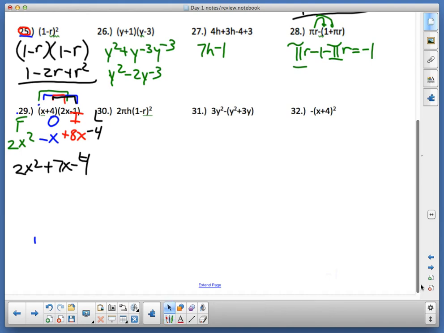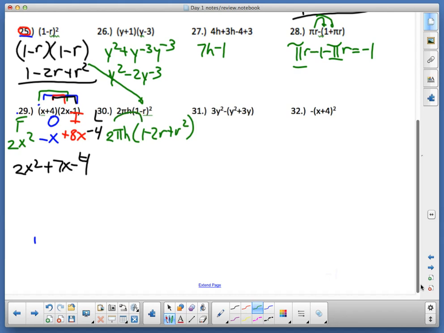In 30, I've got 2 pi h. I'm going to distribute the 1 minus r squared. Now, we already did 1 minus r squared. That's right there. So we're just going to steal that and make our solution a little easier. 1 minus 2r plus r squared. Now I'm just going to distribute this 2 pi h to each one of these.